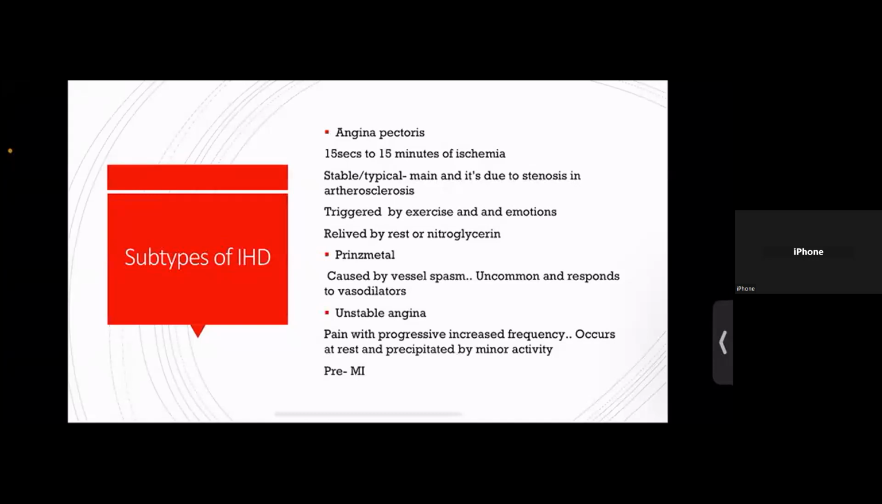Yeah, usually relieved by rest or nitroglycerin. Then Prinzmetal, which is caused by vasospasm, is uncommon and responds to vasodilators. And unstable angina, in which there is pain with progressively increased frequency, occurs at rest and is precipitated by minor activity. Remember, this myocardium is getting ischemic.